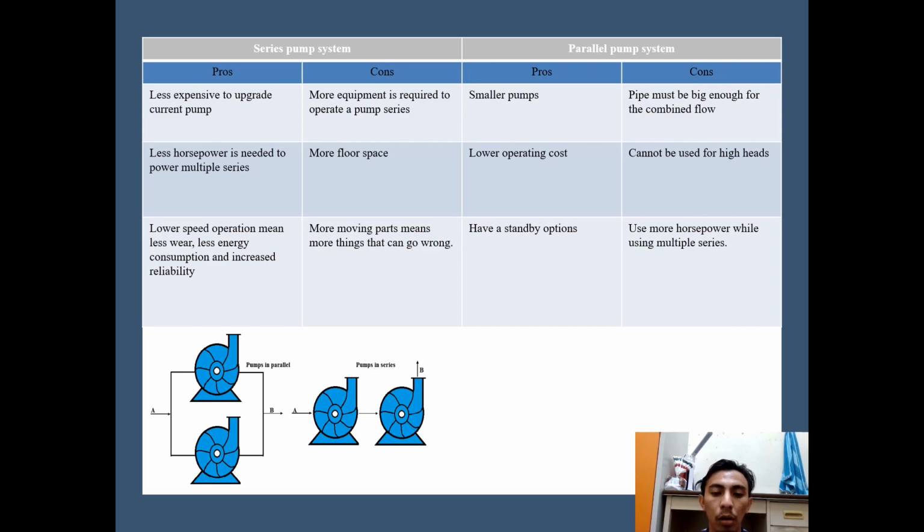Where accounts for a series pump, which has more flow space and more moving parts, which means more things can go wrong and more equipment is required. So the cons for parallel pump are: the pump must be big enough for the combined flow, the pipe must be big enough, and it cannot be used for high head and uses more horsepower while using multiple series. So that's all from me.